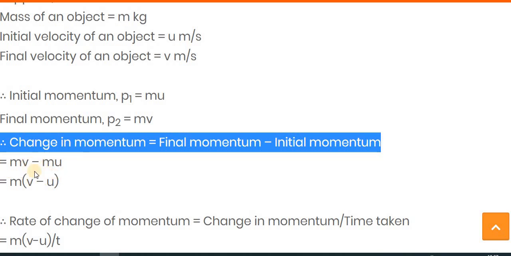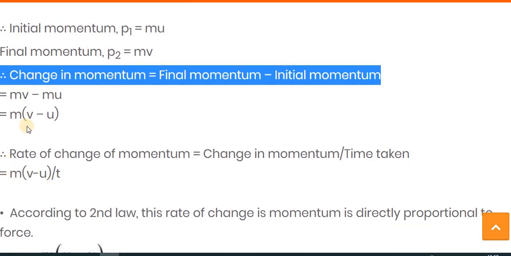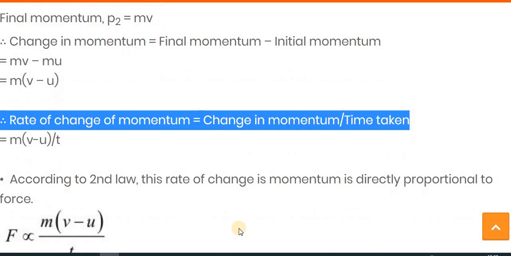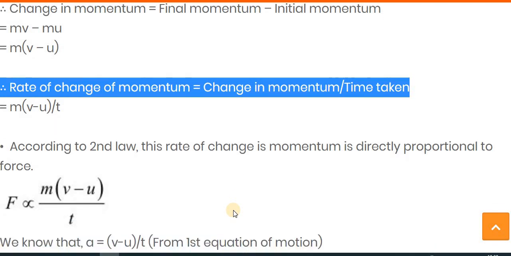Here we can take m common in bracket v minus u. The rate of change of momentum is equal to change in momentum divided by time taken. So it becomes m in bracket v minus u divided by t. According to the second law of motion, this rate of change in momentum is directly proportional to the force. So instead of writing P, we can write F is directly proportional to m in bracket v minus u divided by t.